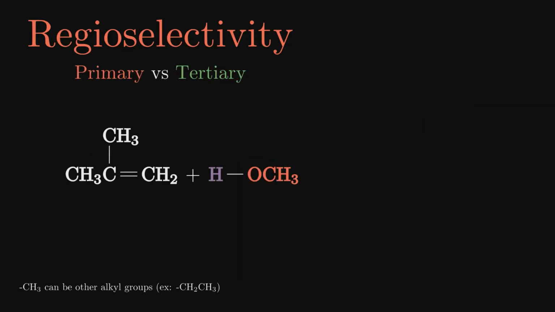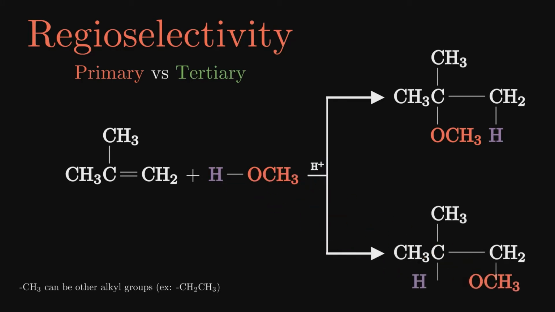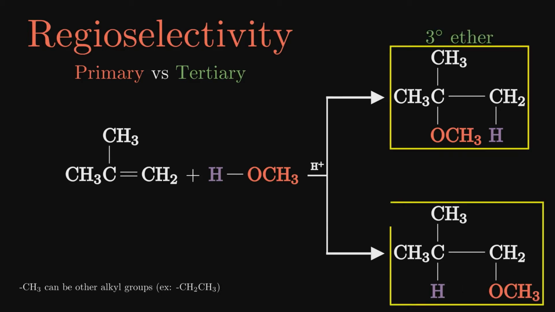Next up, we have 2-methylprop-1-ene, and the potential products here are a primary or tertiary ether. In this case, the product on the top, 2-methoxy-2-methylpropane, is tertiary, and thus we would expect that to be the major product of this reaction.